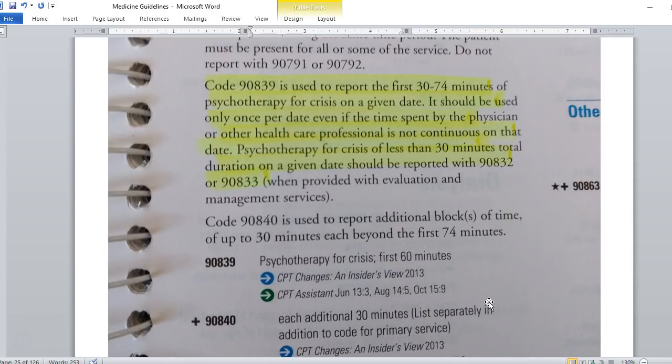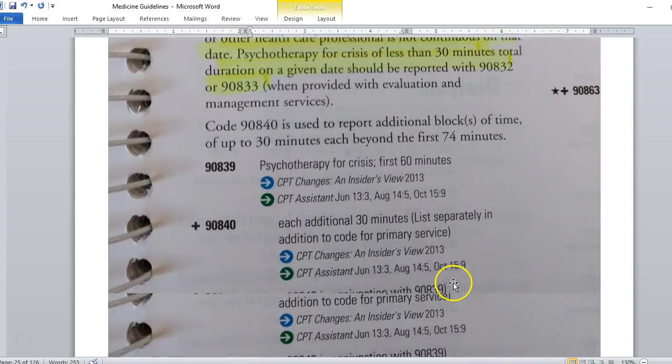Psychotherapy for crisis of less than 30 minutes total duration on a given date should be reported with 90832 or 90833. Okay, so again, very similar to how our critical care services run. We have a standalone code we use once, and then we have an add-on code for each additional set of time, which in this case is each additional 30 minutes. Again, if it's less than 30 minutes, in general we're going to go back to the diagnostic services.